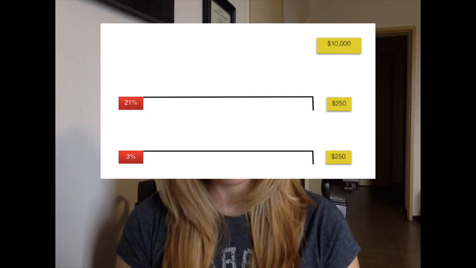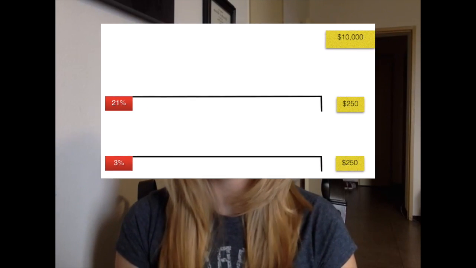Basically, you have two different people. I've asked my classes a lot of times, well, what is the highest interest rate you've heard of? And I've heard some outrageous numbers, including 21%. So that's what we'll use here. We're going to have two different people buy the same $10,000 car, and they're both going to be getting a $250 a month payment. One guy is going to be paying 21% interest, and the other guy is going to be paying 3% interest.